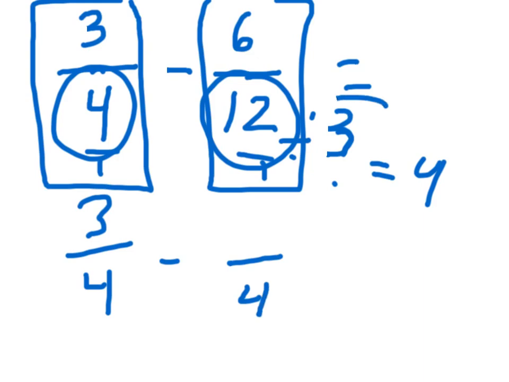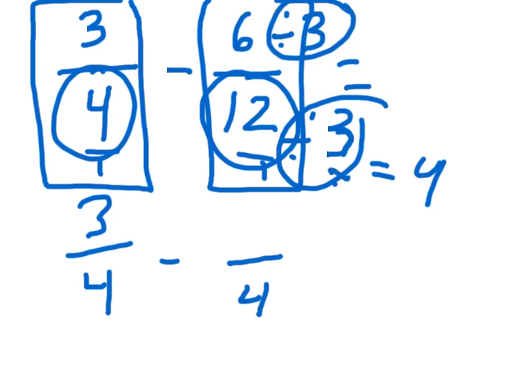And whenever we do something to the bottom, it must be done to the top as well. So just like before we had to multiply the numerator as well, well now we got to divide the numerator as well. We divided the bottom by 3, so now we divide the top by 3. 6 divided by 3 is 2. Now we have common denominators, and now we can solve our question. 3 minus 2 is 1. And we never touch the bottom when we're doing addition or subtraction, so the denominator stays the same, which is 4.